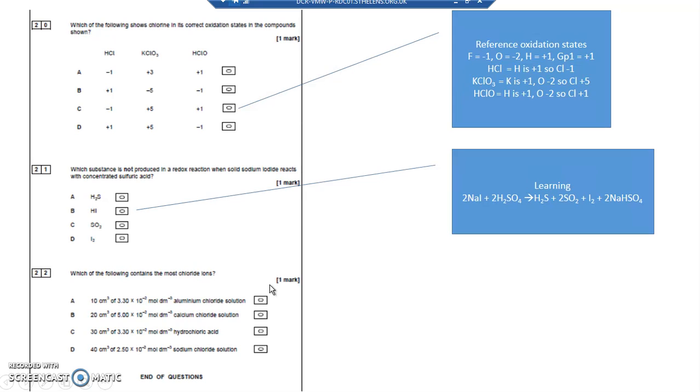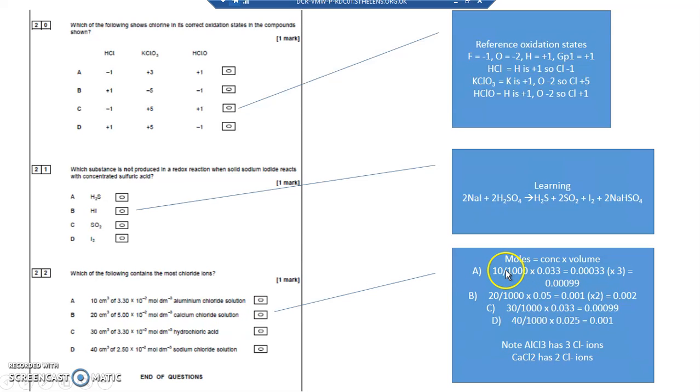Which of the following contains the most chloride ions? Well, first of all, you're given a volume and a concentration for each of these. So what you need to know is that concentration is moles divided by volume, and you've got to convert these volumes into decimeter cubed. So let's take the first one, for example. Concentration is moles divided by volume, so you could rearrange that to be moles is concentration multiplied by volume.